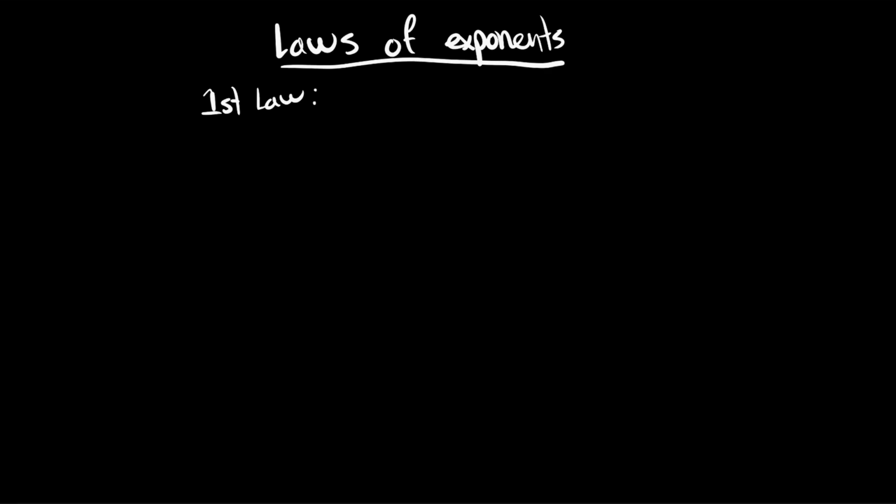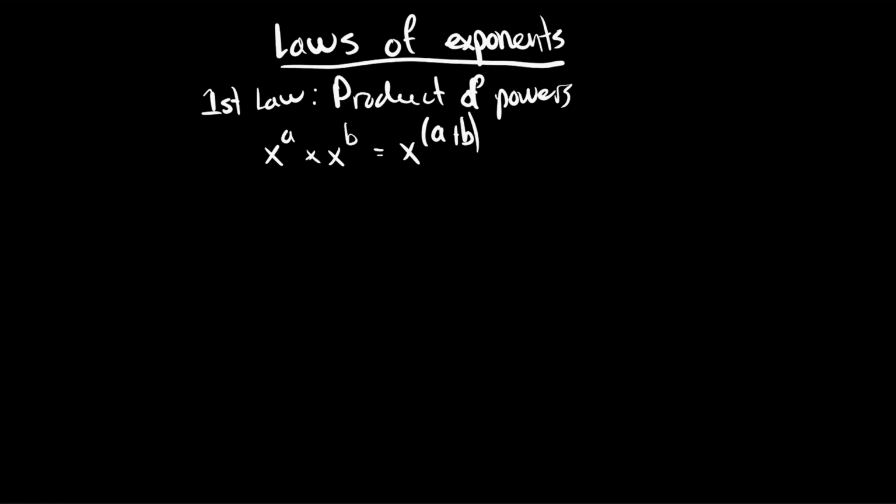Now let's start with the first law, which is called the product of powers. This law applies when you multiply two powers. So let's say you have x to the a times x to the b. This law states that we can simplify this by having x to the a plus b. Now let's do a quick example just to understand this a bit more.